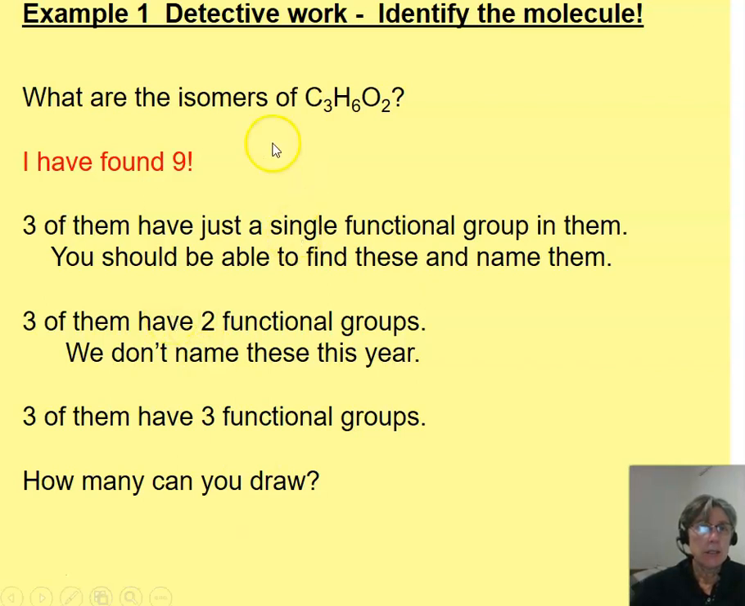Okay, so identifying the molecule. What are the isomers of C3H6O2? And I've managed to draw 9 of them. So I would strongly recommend that you pause the video here and try and draw some. 3 of them have a single functional group. 3 of them have 2 functional groups, and we're not going to name these this year. The functional groups must be the type that we don't name. And 3 of them have 3 functional groups.